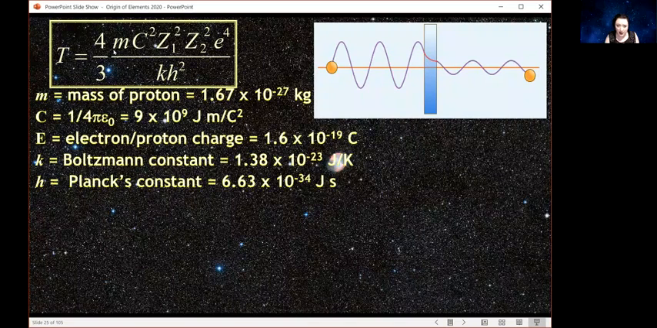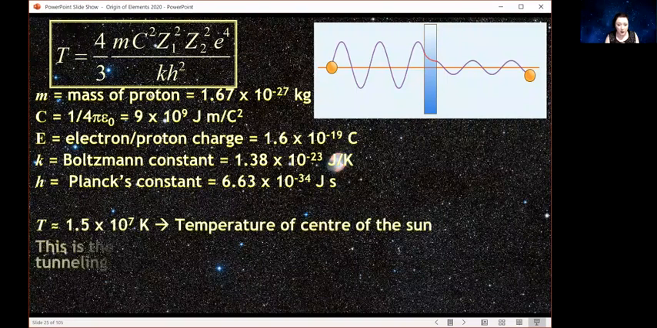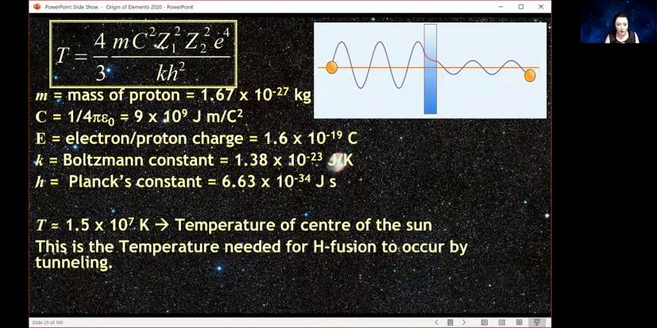But it is still temperature dependent, and it still depends on the size of the atoms, but now it's a slightly different equation. If we put in the numbers, we can figure out that for hydrogen, Z1 and Z2 are both 1, and these are all constants. M is the mass of a proton, E is still the charge on an electron or proton. This is Planck's constant, this is the Boltzmann constant. The only thing that's really changing in here is the atomic numbers. So we can put them in for just hydrogen and we get about 15 million Kelvin, which is the temperature of the center of the sun. So we can make fusion happen.